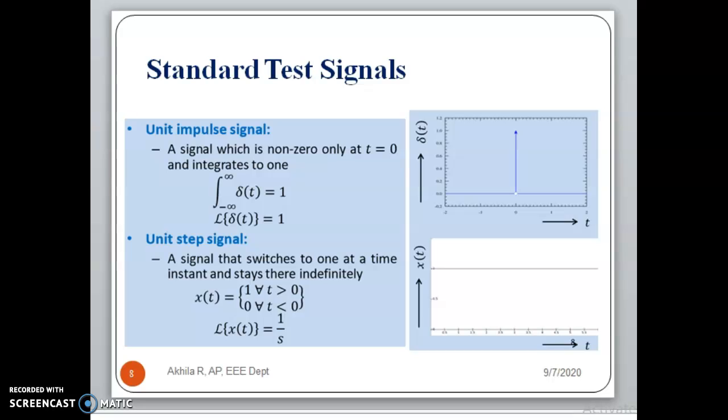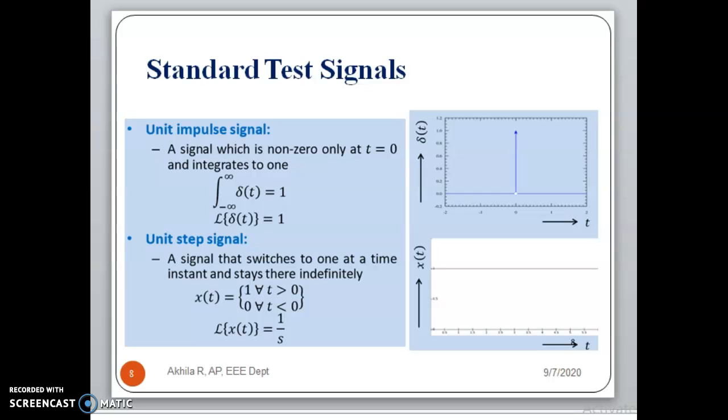So first is the unit impulse signal. As you know, it is a signal which is non-zero only when t is equal to 0, and it integrates to 1. So the expression is integral of delta of t equal to 1. Next is the unit step signal, which gives you a value of 1 whenever your time is greater than 0. So x of t is equal to 1 where t is greater than 0, and x of t is equal to 0 whenever t is less than 0.